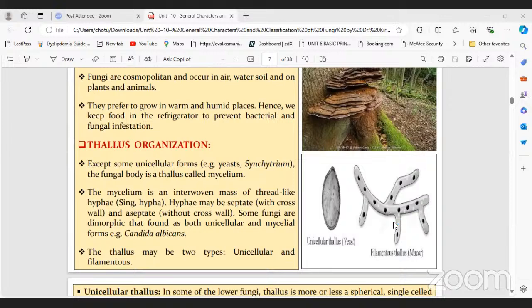The hyphae may be septate or aseptate. The aseptate ones have nuclei scattered in the cytoplasm.